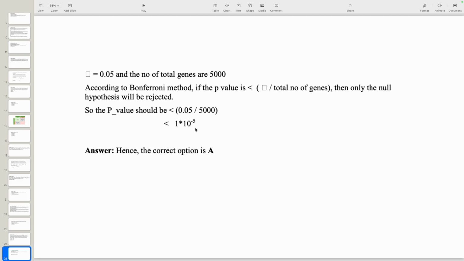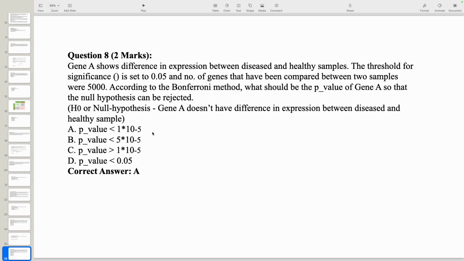So anyways, the correct answer for this question is A, which is p value less than 1 into 10 raised to power minus 5. Is the question clear? So let's move to our next question.